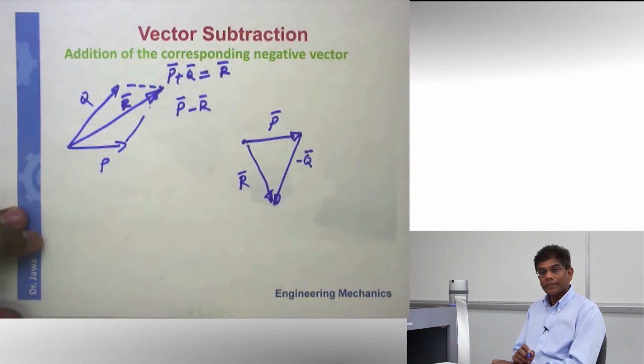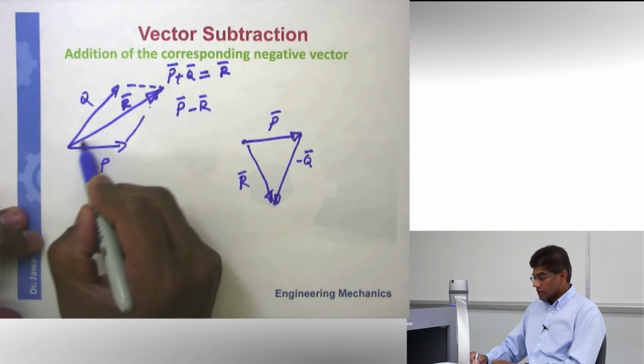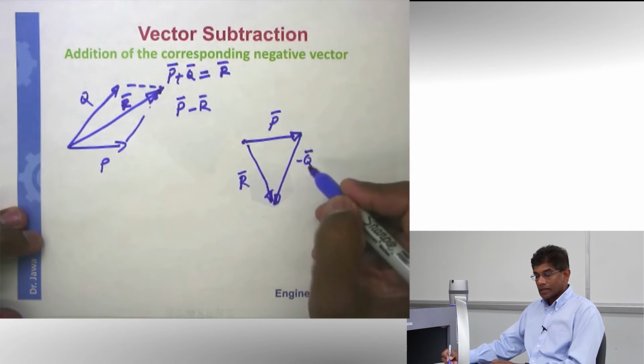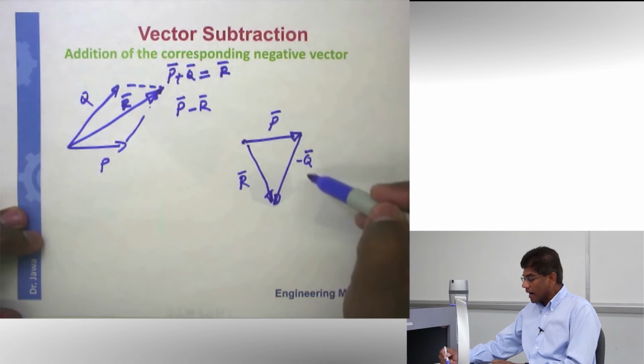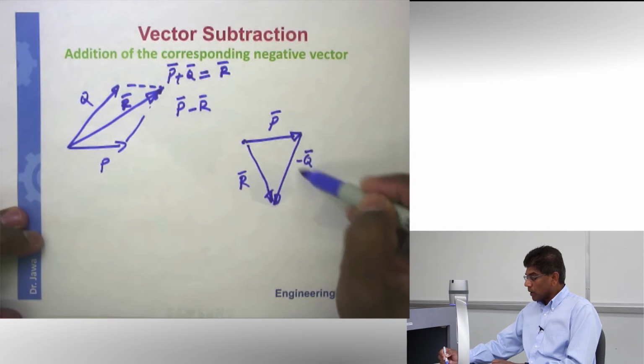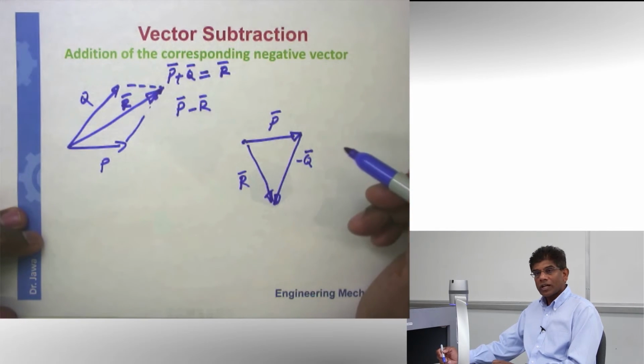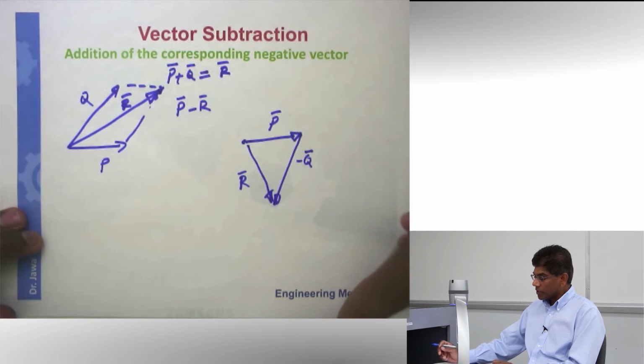You see that? So this is the result of adding. This is the result of subtracting. So what we have done is we are adding the corresponding negative vector. Instead of adding Q, we are subtracting Q in this case. All right? So subtraction is pretty straightforward and easy, and I hope you understand that.